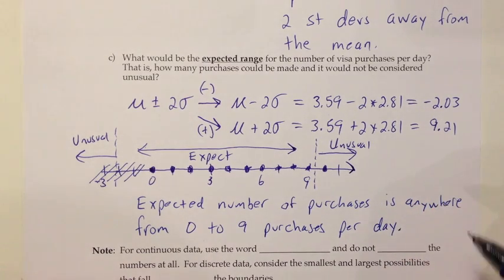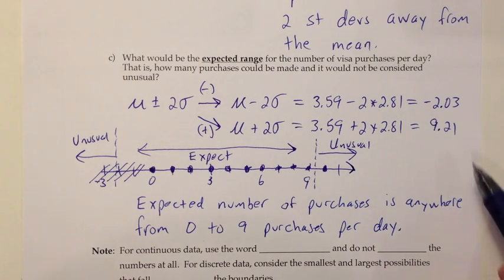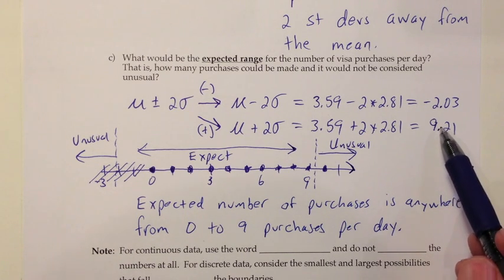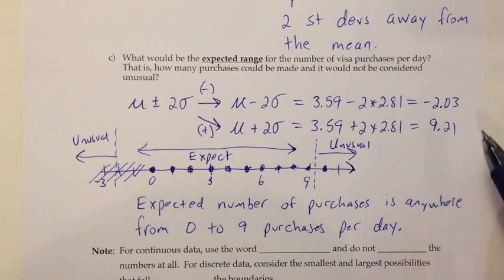And one thing I'd like you to just kind of pause and think about for a second is this upper limit right here of 9.21. What if that had been 9.71? So just think about this for a minute. How would your answer have changed if this was a 9.71? What would you have done differently?